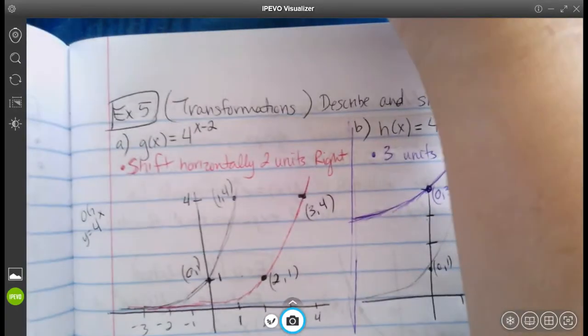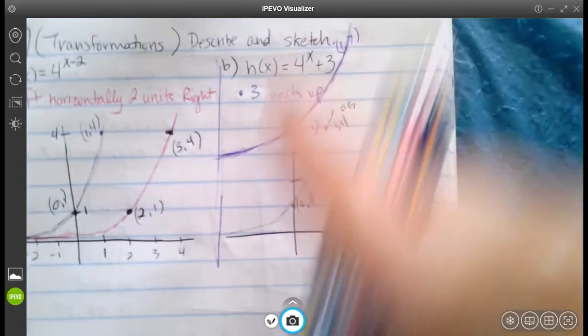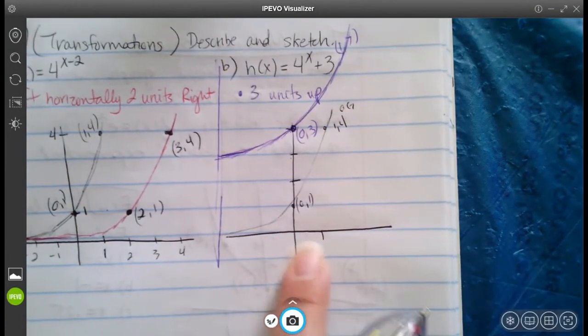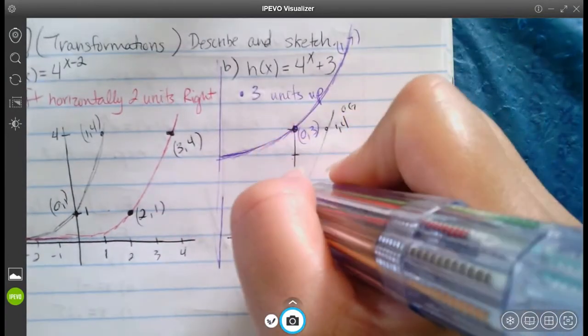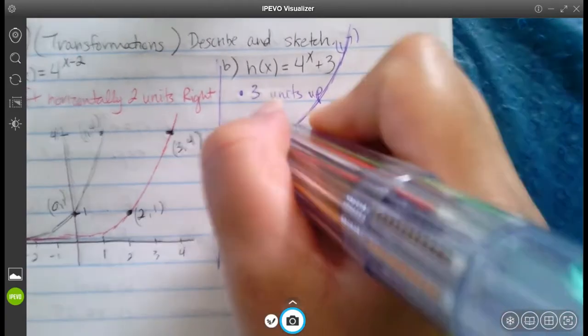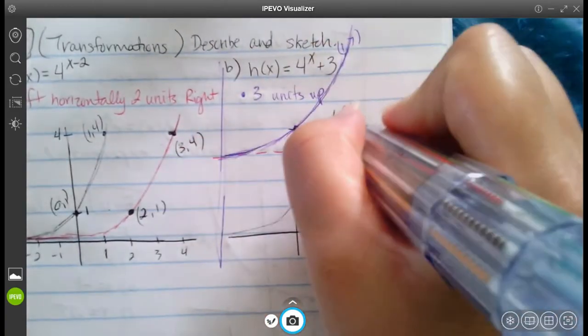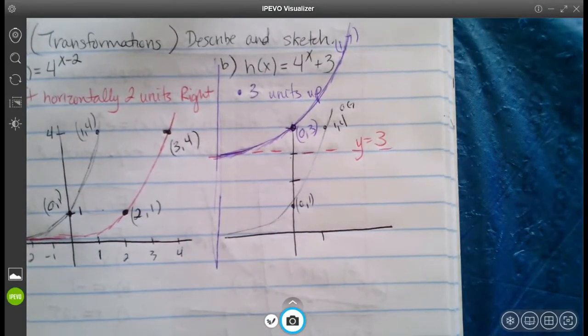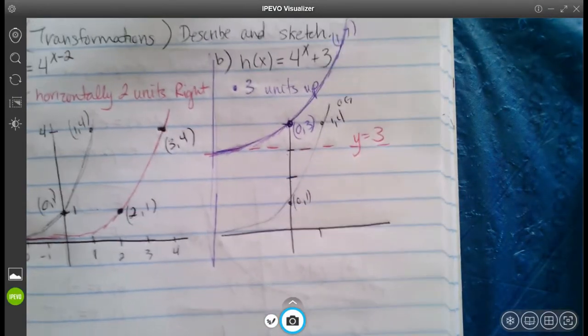So just really quickly, letter B. Okay, this one went up by 3. So my original horizontal asymptote was at 0. Now it's going to be at 3. And this is just kind of extra, but you might need it for another part of your homework. Okay. All right, moving on.